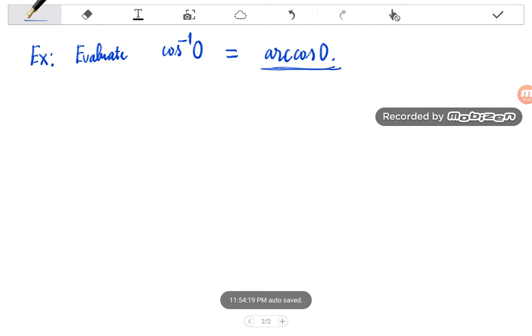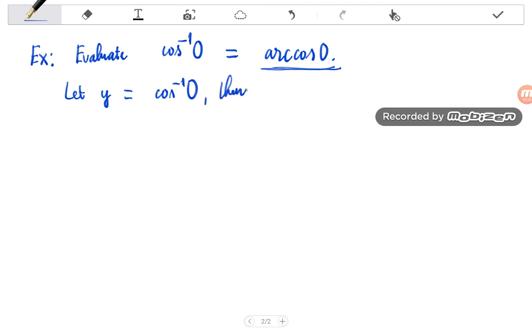To find arccos 0, we let y equal arccos 0. And then by the definition, we have y is in the closed interval 0 to pi. You can see the definition of the inverse function of cos to have this, and we must have that cos y equals 0. And to find y, we will solve the equation cos y equals 0 and then choose a solution that lies in the closed interval 0 to pi.